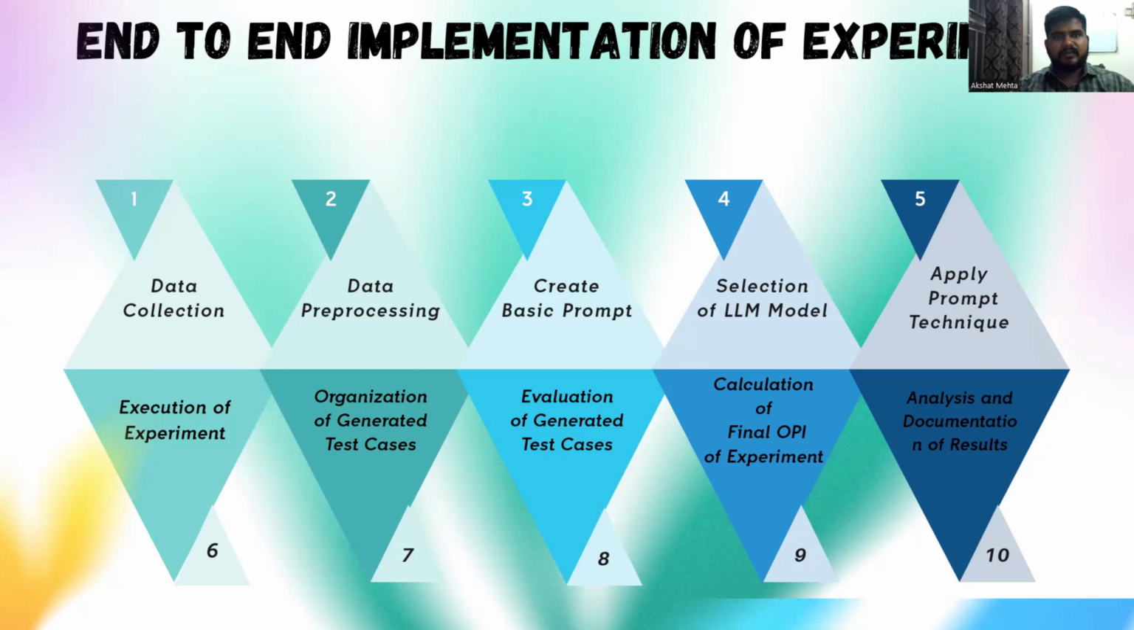Step 8, evaluation of the generated test cases. The generated test cases were then evaluated using the metrics I explained in an earlier slide, such as ROUGE, BERT, BLEU, readability scores, etc. This evaluation assessed the quality and effectiveness of the test cases. Step 9, calculation of the final OPI of the experiment. We can calculate the final OPI of each experiment. The OPI combines each individual metric into a single score, allowing us to compare the performance of different models and techniques.